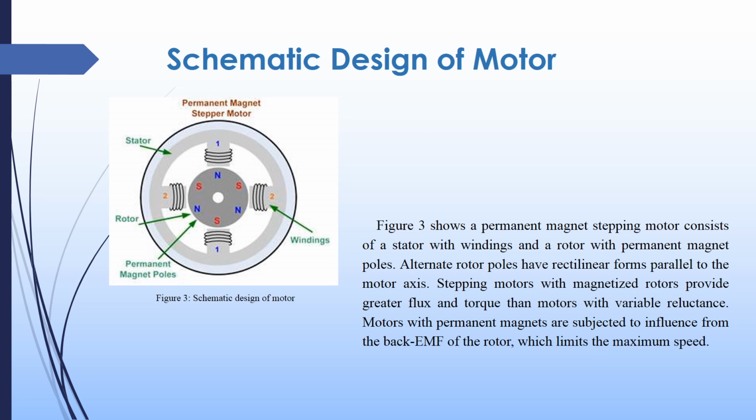The schematic design of the motor is shown in figure 3. Figure 3 shows a permanent magnet stepping motor consisting of a stator with a winding and a rotor with a permanent magnet in the middle. Alternate rotor poles have rectilinear forms parallel to the motor axis. Stepping motors with magnetized rotors provide greater flux and torque than motors with variable reluctance. Motors with permanent magnets are subject to influence from the back EMF of the rotor, which limits the maximum speed.